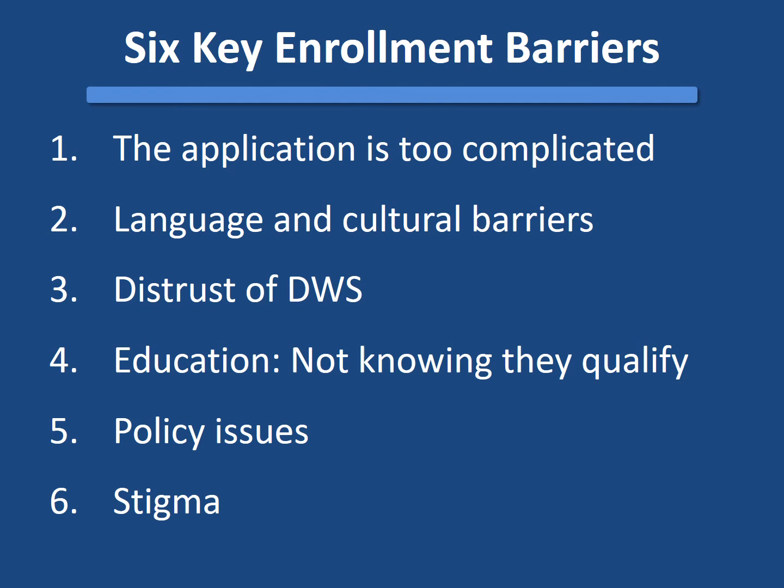Number 4, education. What we mean by this is that most people don't know what they qualify for, right? They're not sure if they qualify for Medicaid, CHIP, Obamacare, insurance through their job. They're not sure exactly what they're supposed to sign up for. Number 5, there's policy issues around what makes it easier, what makes it more difficult to sign up for health insurance.